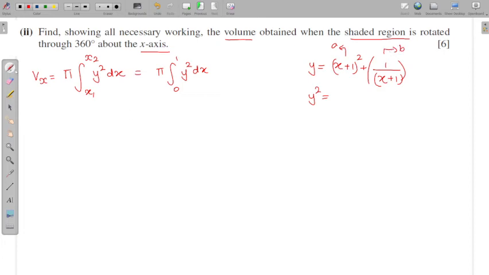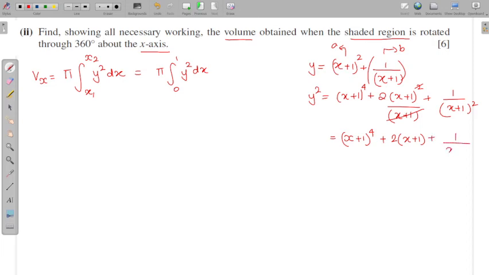So let's expand this now. This will be a square, so (x plus 1) to the power 4, plus 2ab, so 2 into (x plus 1) whole square by (x plus 1), plus b square, so 1 by (x plus 1) whole square. So this and this get cancelled, leaving me with this expression. So this is (x plus 1) to the power 4 plus 2 (x plus 1) plus 1 over (x plus 1) whole square, and that is equal to y square.